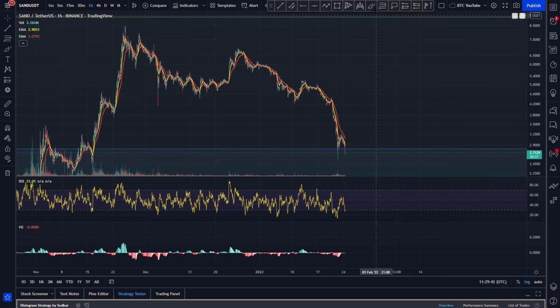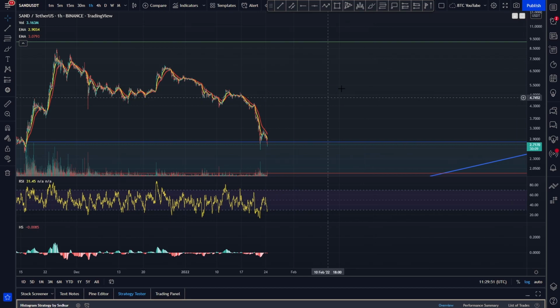Heading back to the upside, we want to see this previous support flipped into resistance retested at around $4. But this chart, super bullish, isn't it? I mean, we could expect this, in our opinion, long term. We're coming back up towards that 227, maybe even going $10 plus for Sandbox this year.